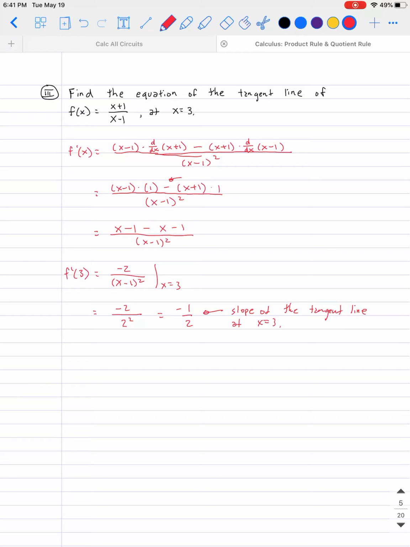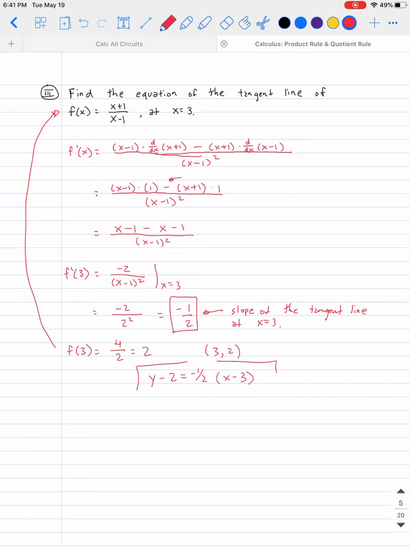We have the slope. We kind of have the point because we know what x is, but we need to figure out what y is. So in addition to that, we're going to have to solve for what f of 3 is by going back to the original equation and plugging it in. So f of 3 looks like it's going to be 4 divided by 2, so it's going to be equal to 2 then. Okay, so now we have everything. We have the slope, we have the coordinate, so we should have the equation of the tangent line. So final answer is going to be y minus 2 is equal to negative 1/4 multiplied by x minus 3.